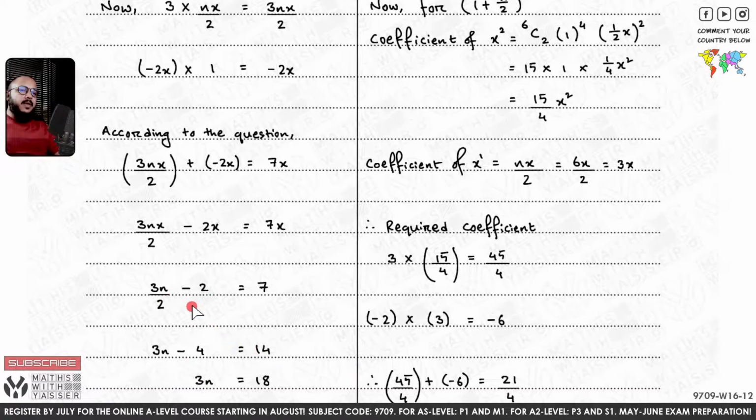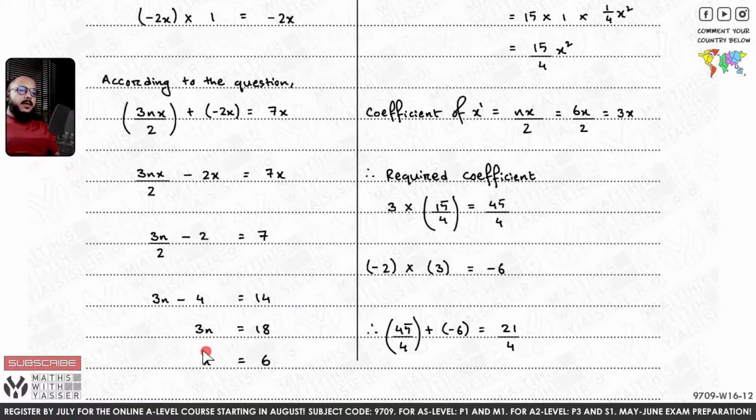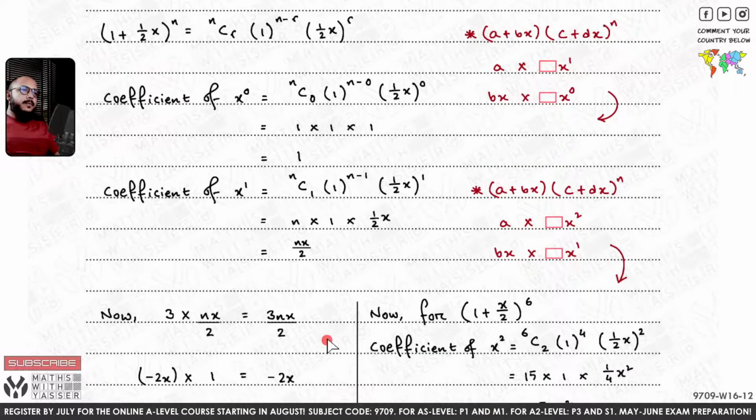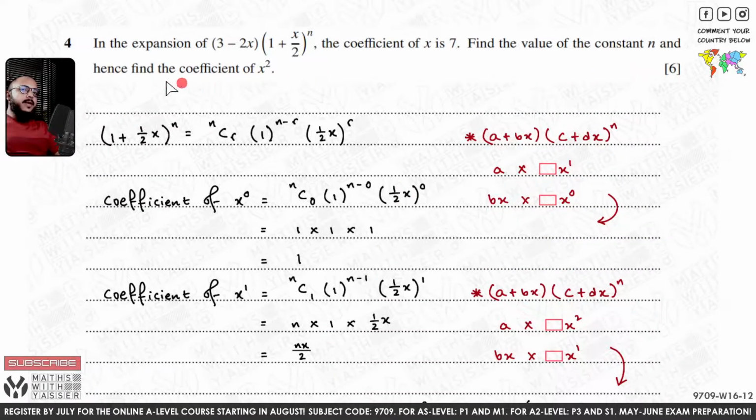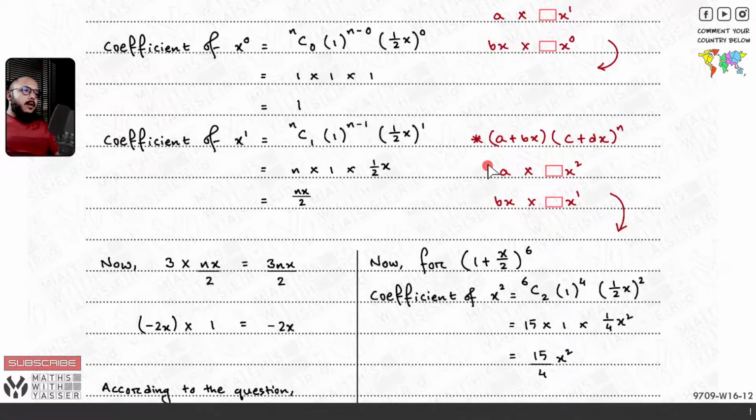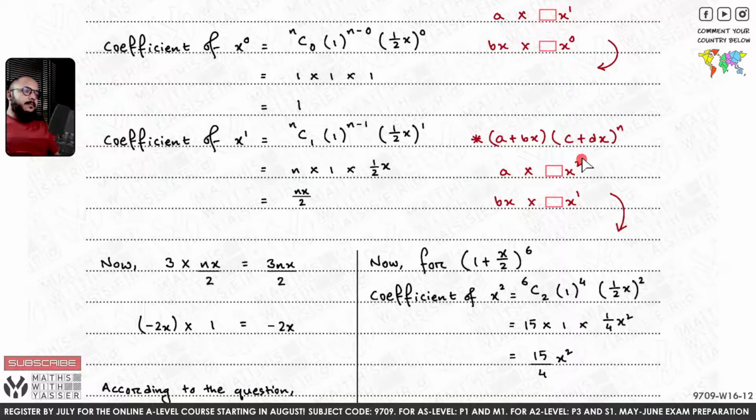So I'm doing LCM here and multiplying 2 with 7. That gives us 3n minus 4 equals 14. So 3n is equal to 18, therefore n is equal to 6. Now we have found the value of n. Moving on, we need to find the coefficient of x square for this expansion by knowing the value of n, which is 6. Again, let's look at this example.